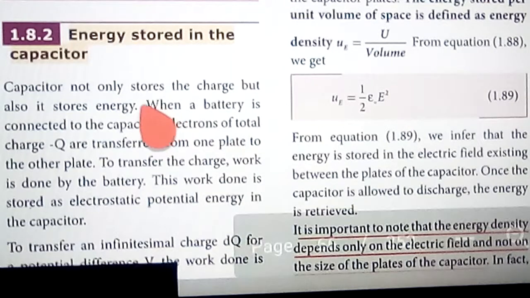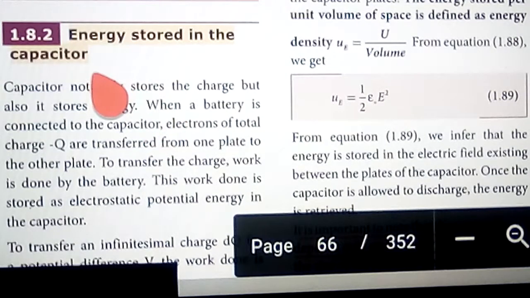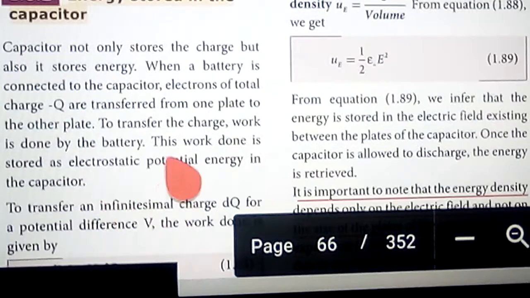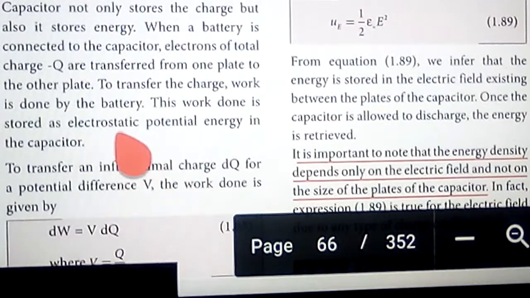In this video we are going to study about the energy stored in the capacitor. You know that a capacitor is a device which is used to store the charges. Not only does it store the charges, but it also stores energy. So when a battery is connected to the capacitor, electrons of total charge minus Q are transferred from one plate to the other plate. And to transfer this charge, work is done by the battery. This work done is stored as electrostatic potential energy in the case of a capacitor.